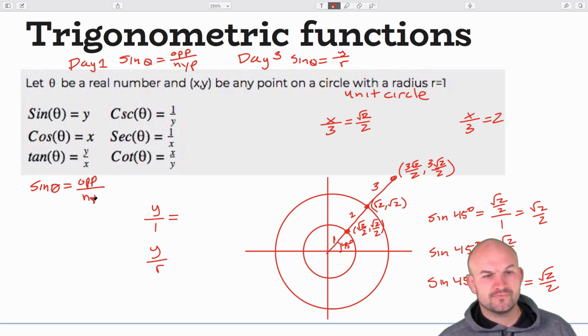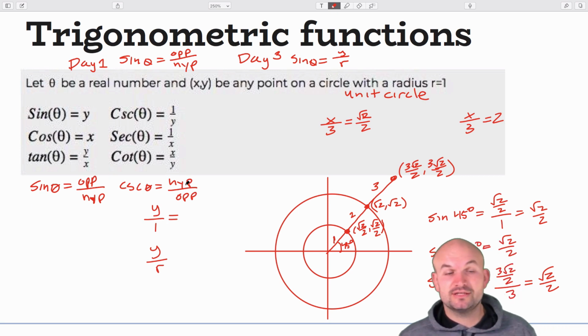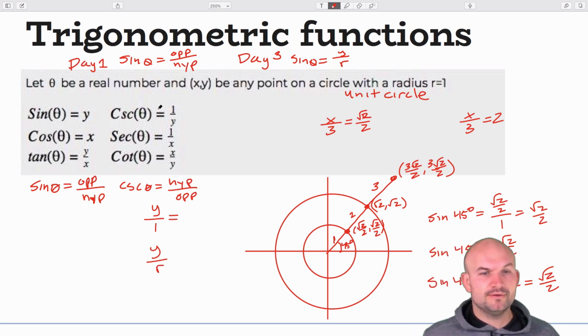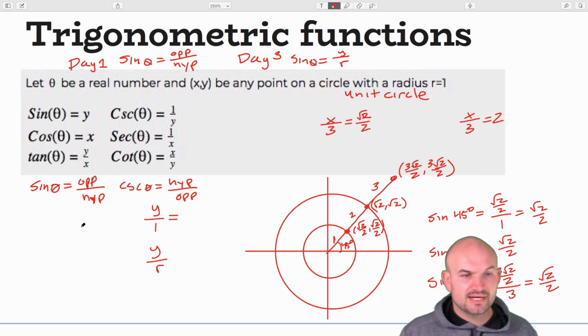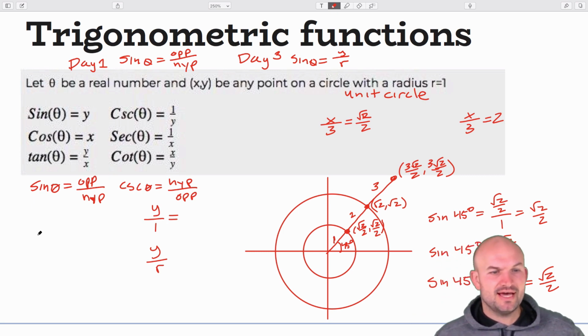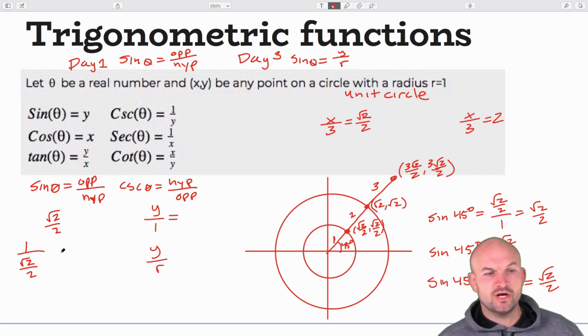One last point I would like to mention here is that the sine of theta equals opposite over hypotenuse, and the cosecant of theta was hypotenuse over opposite. Now, another way we could look at those reciprocals is just putting them over 1, right? Since y is over 1 here, we could just think of cosecant of theta as 1 over y. But that's important because, for instance, if I had square root of 2 over 2, I want you to understand that 1 over square root of 2 over 2, if you just put it under 1, is the same thing as flipping it.